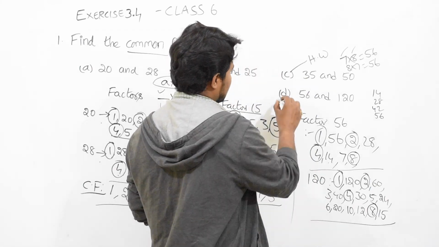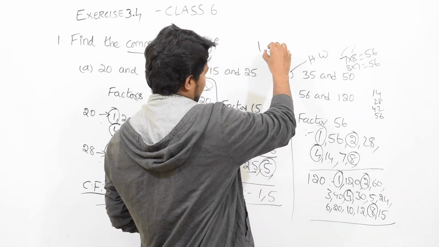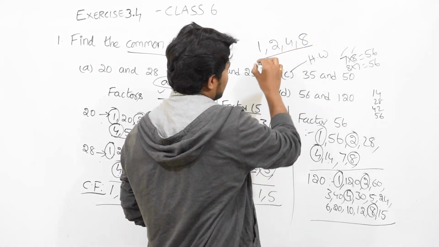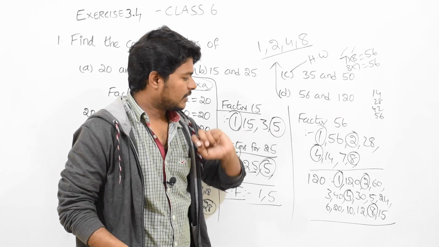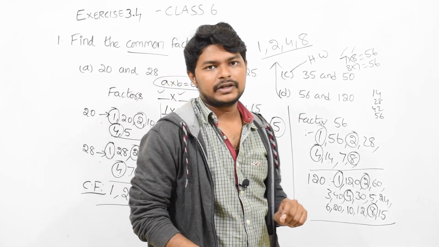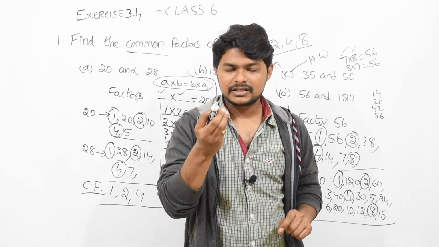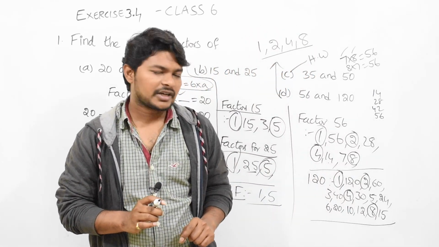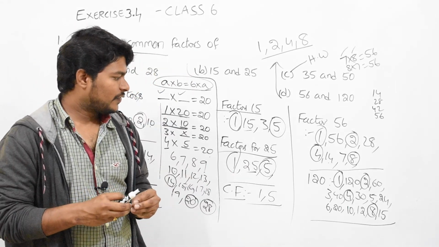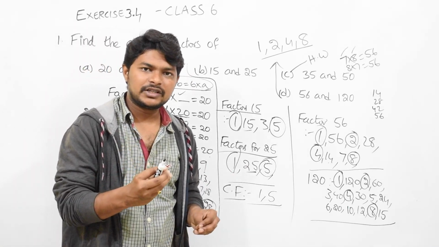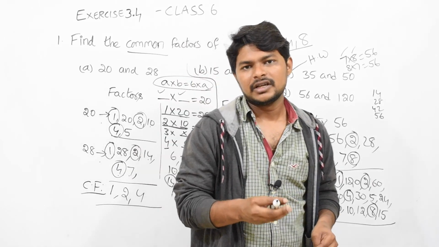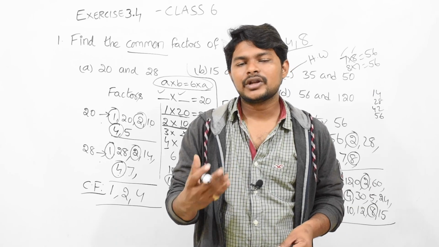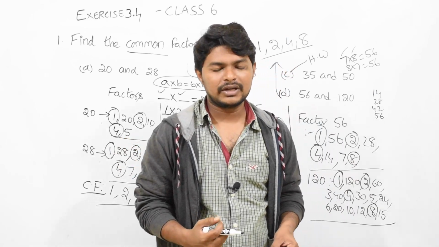So the common factors, I am writing here, are 1, 2, 4, 8. These are the common factors for 56 and 120. That is how we need to solve it, okay? For the common factors, just check in the multiplication table. I hope you understand this video. If it is taking much time, it means you need to practice a lot. If it is taking a small time, it means you are good enough at finding factors. Thank you.